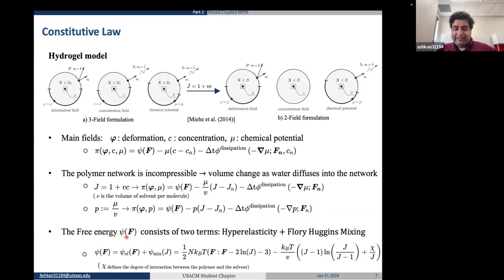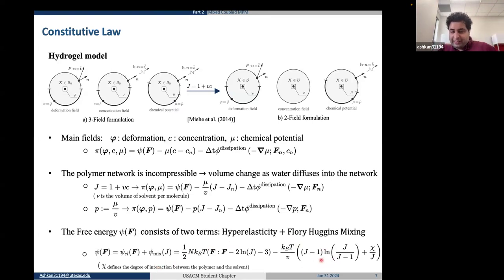The free energy psi f of a gel consists of two terms. First, hyperelasticity, which is this term, and then the Flory-Huggins mixing term, which is because of the mixing between the polymer and the solvent in the network. And this chi parameter defines the degree of interaction between polymer and solvent. If it is small, it goes into large swelling. If it is large, it goes to less swelling.